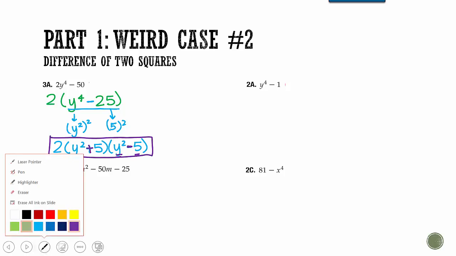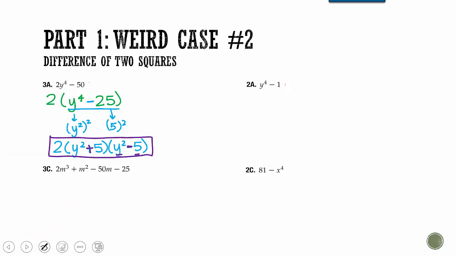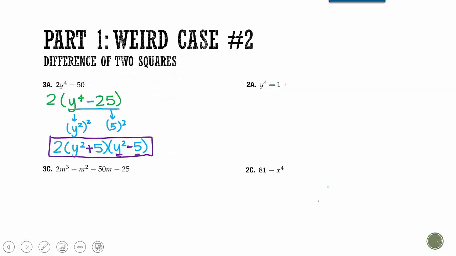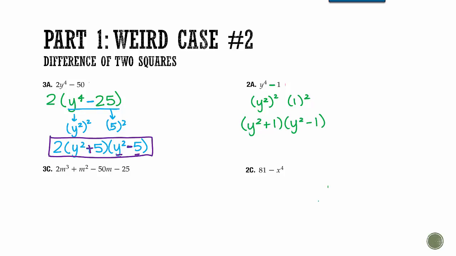Let's take a look at 2a. So, look for a GCF. In this case, we don't have one. But there's 2 terms, and there's a subtraction here. So then I'm going to look for, is there something I can square to get y to the fourth? And we just answered that in the last one. There is. And there is something I can square to get 1. Just 1. So this factors into y squared plus 1 times y squared minus 1.